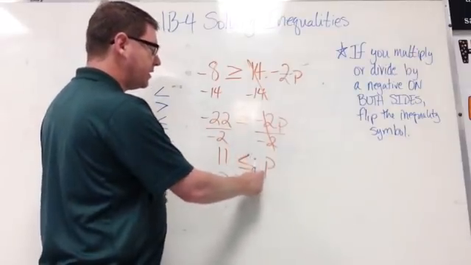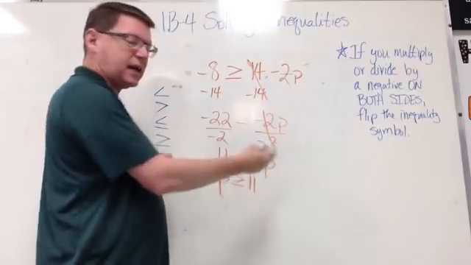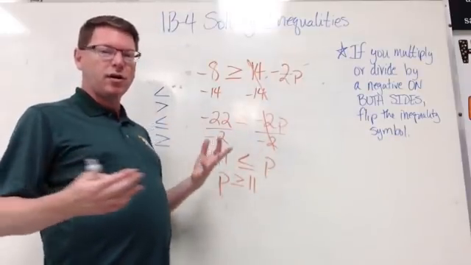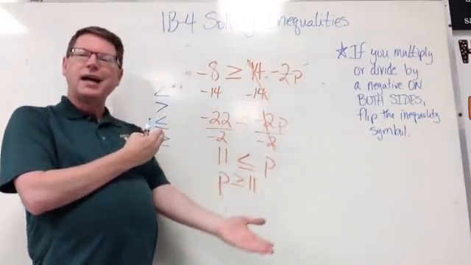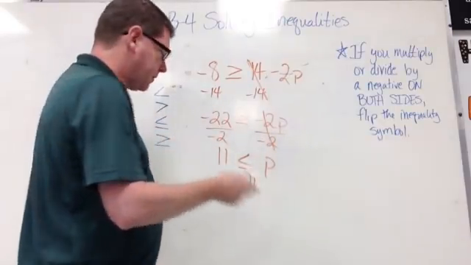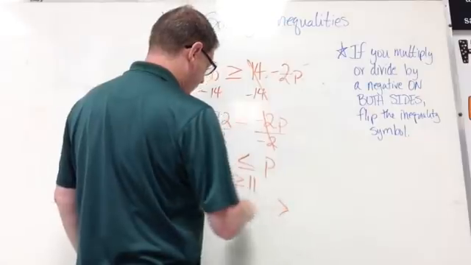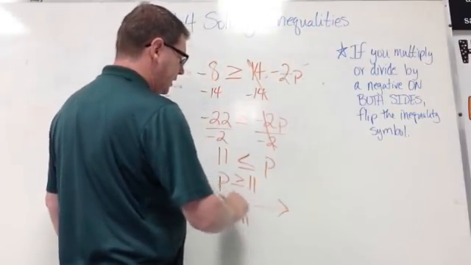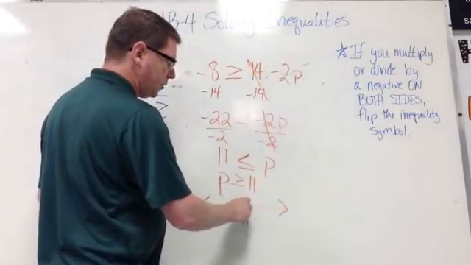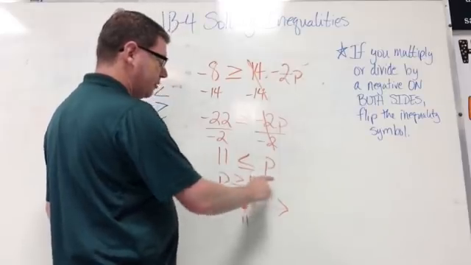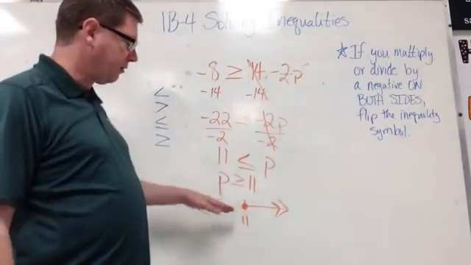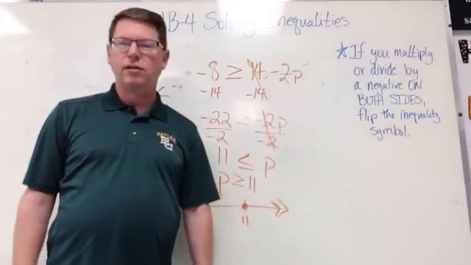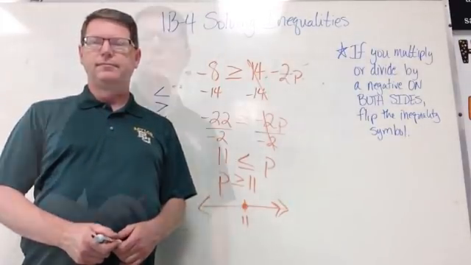Now notice that I didn't just flip the p and the 11 and switch the sides. That would have been wrong because the inequality would have been facing the wrong way. I had to mirror the entire inequality statement. So let's graph it. We've got a number line. We have the number 11. It says greater than or equal to, so I'm going to put a closed dot. And it's greater than or equal to, so I'm going to draw an arrow to the right. And that is my graph of p is greater than or equal to 11.